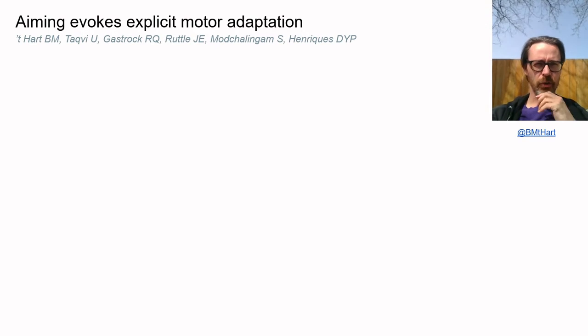Today I'm going to talk to you about aiming and how it measures explicit motor adaptation. We're interested in this because it forms a proper context for most of the work in our lab, which is about implicit motor adaptation. And as has become increasingly clear lately, implicit and explicit motor adaptation exist in some sort of continuum. They have to be combined in some way to produce motor output.